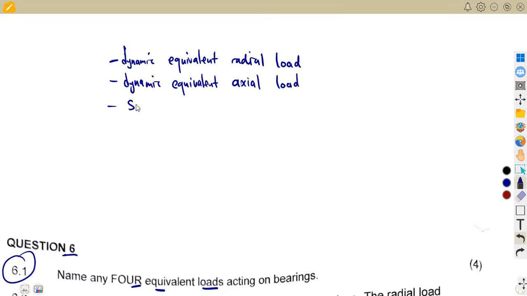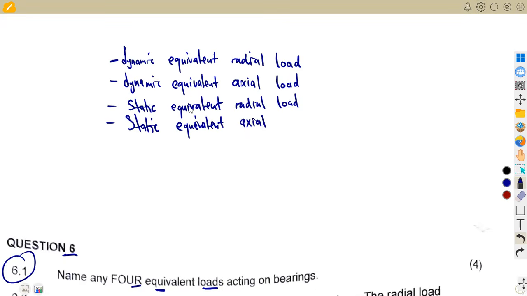Or we can have this as a static. We can have the static equivalent of each of the given loads. So we can have the static equivalent radial and also axial in this case. So we are going to have the static equivalent radial load and also the static equivalent axial load, just like the previous part on the dynamic equivalent axial load. So these are the equivalent loads that we are going to consider in this case.